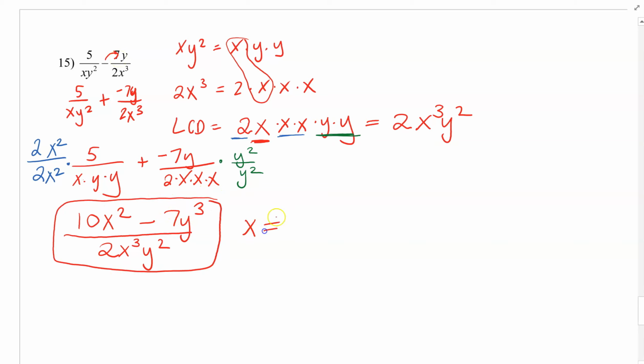But I can't let x be 0 and I can't let y be 0 either, because both of those variables are in the denominator and being multiplied to other things. So if either one of them were 0, then it would turn these denominators into 0, which would make them undefined. So therefore, we restrict these values.